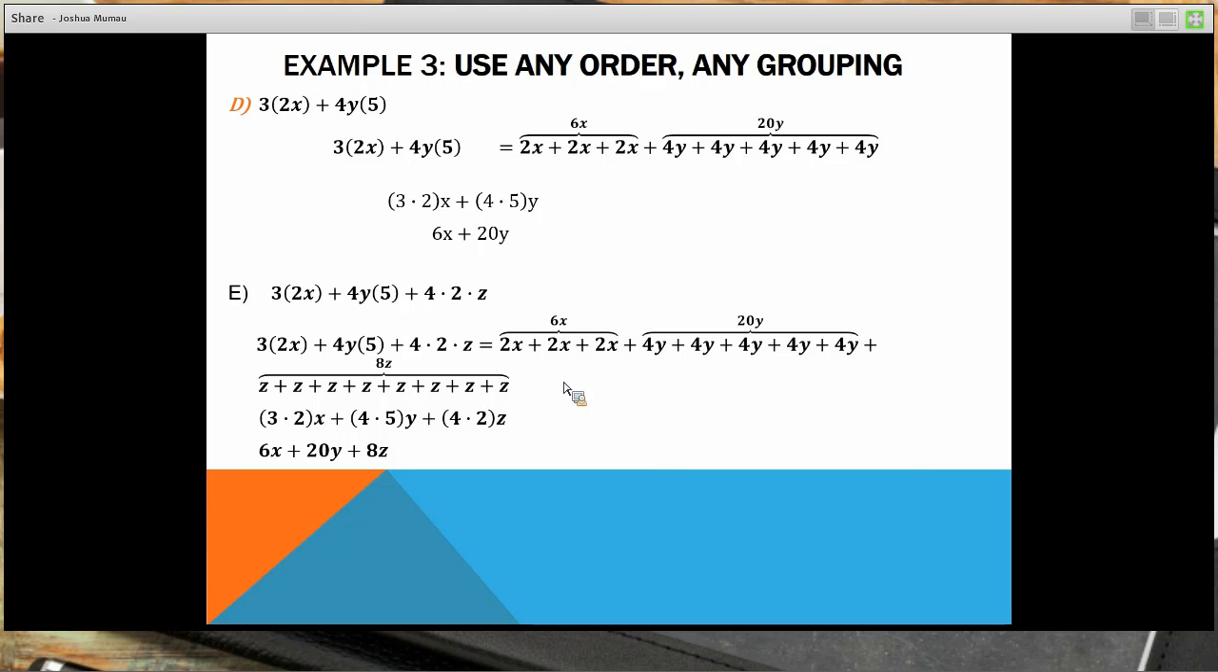We cannot combine unlike terms. We can only combine like terms. So here what we're doing is we're multiplying 3 times 2, you get 6x. We cannot simplify that any further. We cannot combine that with anything. 4 times y times 5, 4 times 5 is 20, so we have 20 times y. We cannot combine that with anything else. That term is completely simplified. 4 times 2 times z, that becomes 8z. We cannot combine that with anything else.